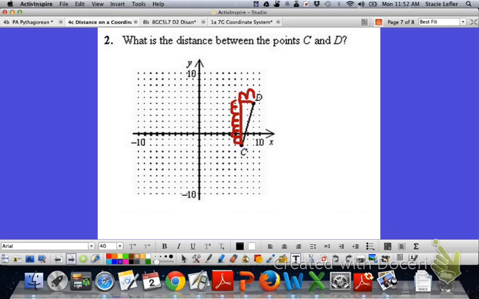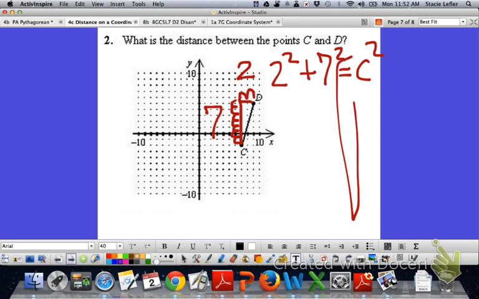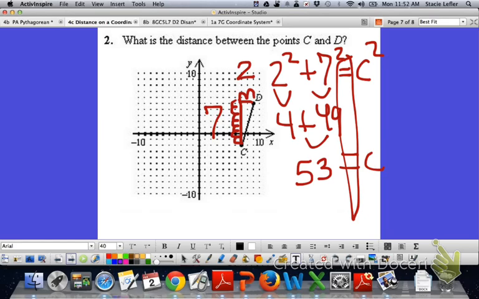So when you make your triangle out of it, and then count to find the length of the two legs. So we're counting the spaces between the dots. One of the legs will be a 2 for 2 squared, and the other leg is 7 squared. That's going to equal C squared. Okay, use what you know about solving equations, and we would get 53 equals C squared.